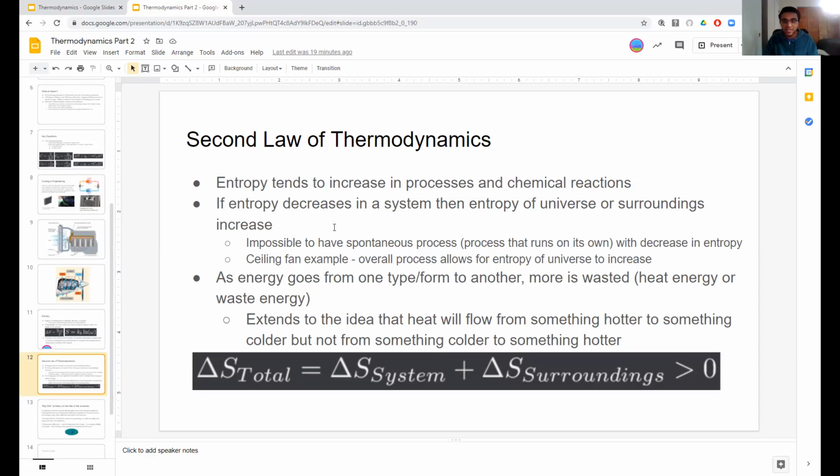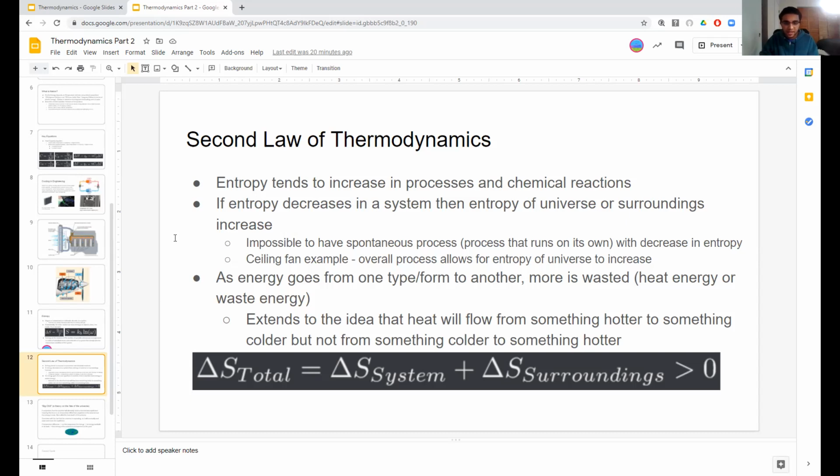We have an example of the ceiling fan. Think about the processes that cause the ceiling fan to work. You have a river running somewhere, and that river spins a turbine, which generates electric power. That's hydroelectric power. Then that electricity goes through a bunch of circuits and reaches your house, which allows the ceiling fan to spin. The overall processes causing this allow the entropy of the universe to increase, which is why your ceiling fan actually works.